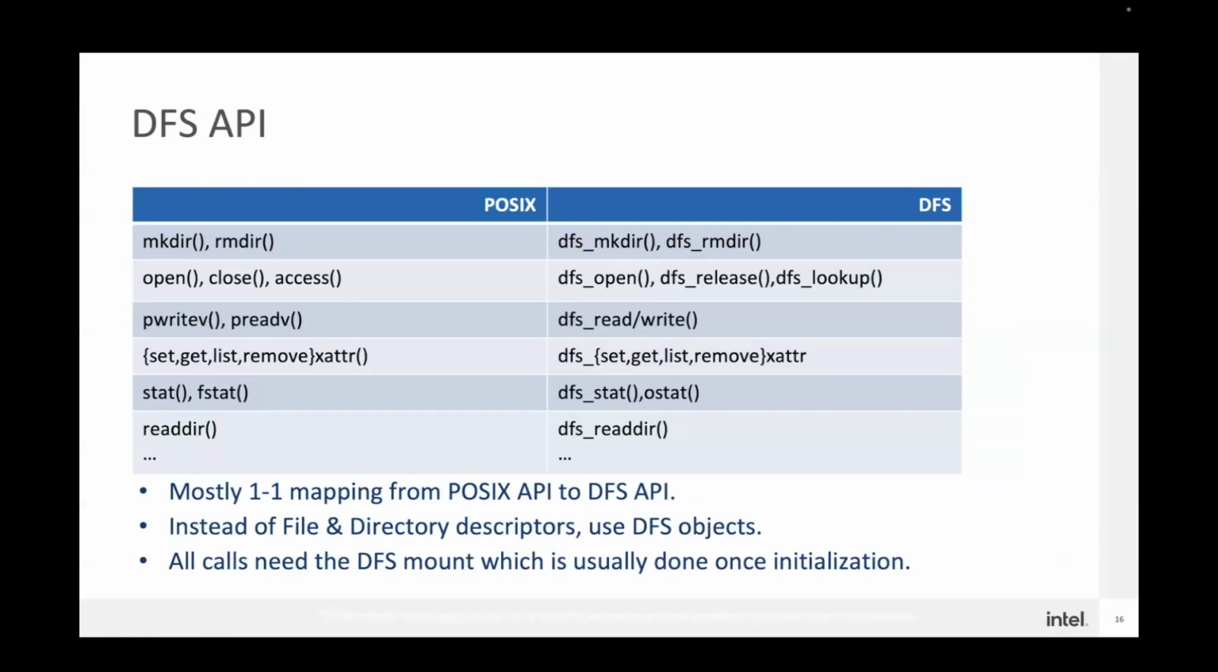Okay. This is a slide that shows that there is, in fact, a POSIX and a DFS API for most of all of the calls. I'm not going to go into detail here, but seeing how we're focused on POSIX, I thought I'd do a comparison between things like makedir and DFS makedir. You don't need to worry about this unless you're writing native KV applications.